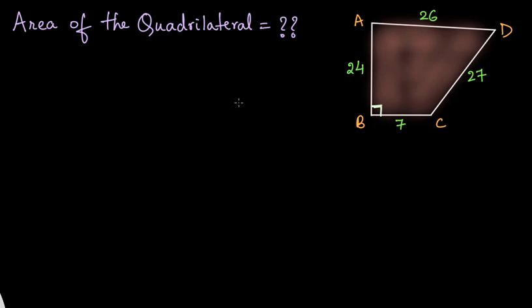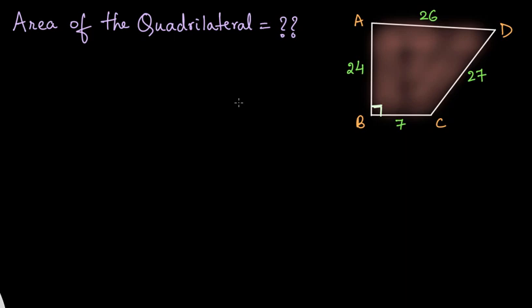Hello everyone. In this video, we have a quadrilateral whose four sides are given. We have to find the area of this quadrilateral. And you might know that we don't have a direct formula to find the area of a quadrilateral. However, we know the formula to find the area of a triangle. So how can we use triangles in this case?